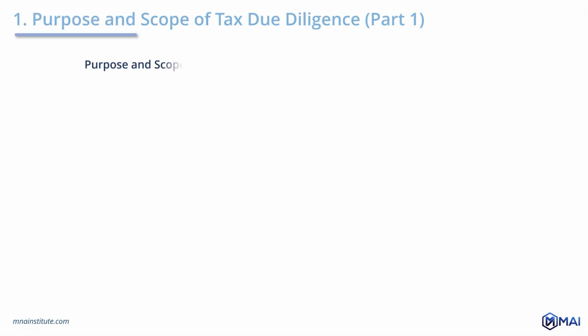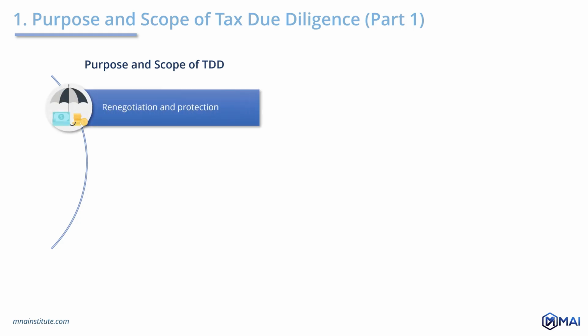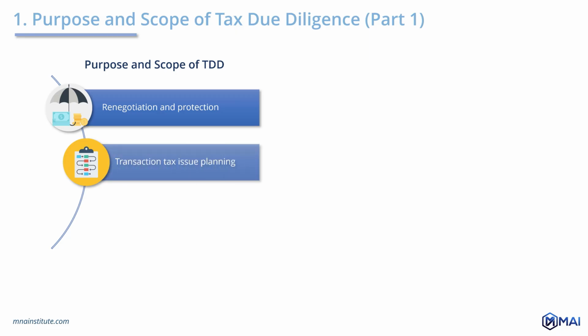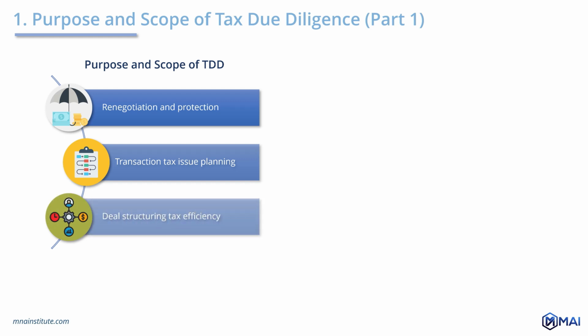TDD process may include renegotiating the price, seeking indemnities or warranties, or excluding specific disclosures to protect the buyer from unforeseen tax liabilities. Equally important is the planning for tax issues that may arise due to the transaction, including understanding how the deal will be structured for tax efficiency.